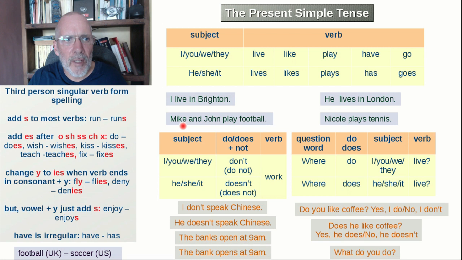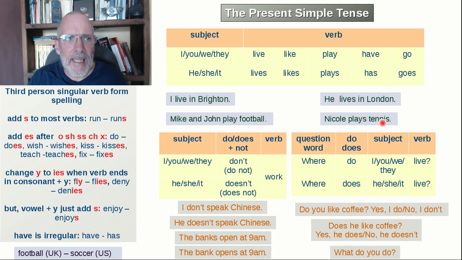Here we have Mike and John play football. Here the subject is two people, so it's third person plural, it's a they. So once again we're just using the base form of the verb. Mike and John play football. Incidentally, football in the United States is called soccer, and when they talk about football in the United States, they are talking about American football.